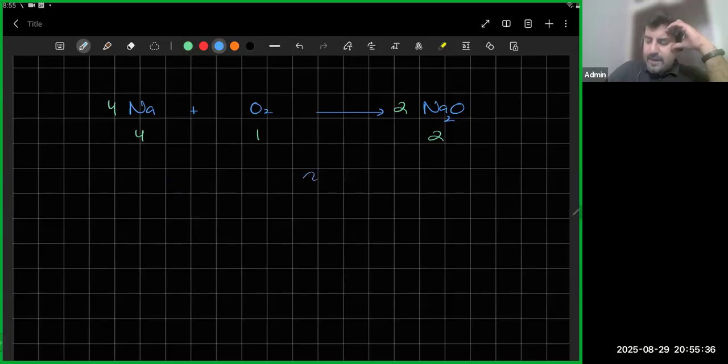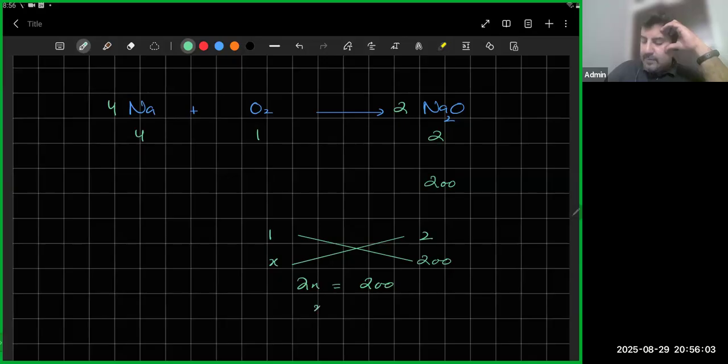So what if I want to make 200 molecules of sodium oxide? According to the ratio, what is the amount of oxygen that would be required? So 2 is made from 1, right? If I want to make 200, I would need X, and I'm going to cross multiply. If I cross multiply, I will get, the unitary method, right? It's going to be 2x equals 200, so x would become 100. So obviously 2:1 is 200:100, right?